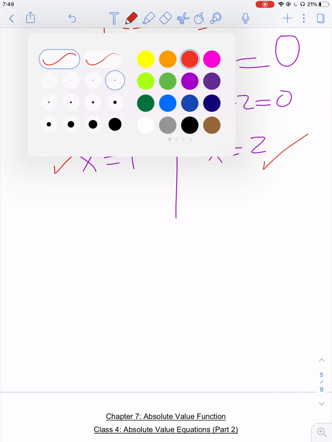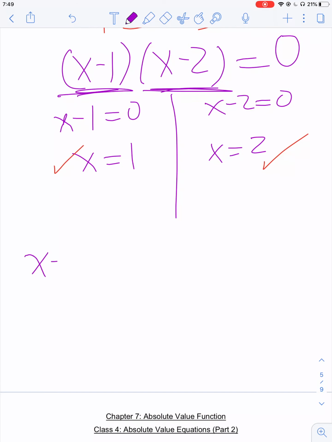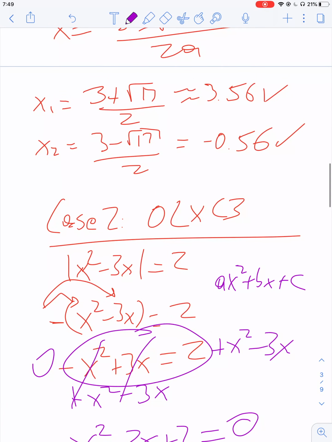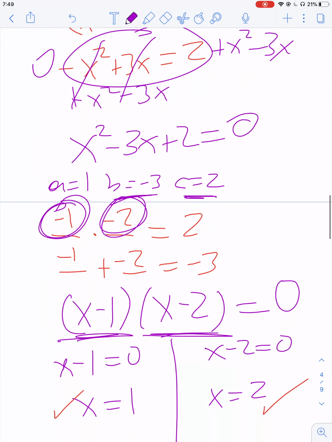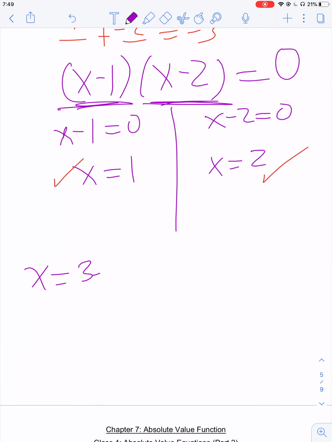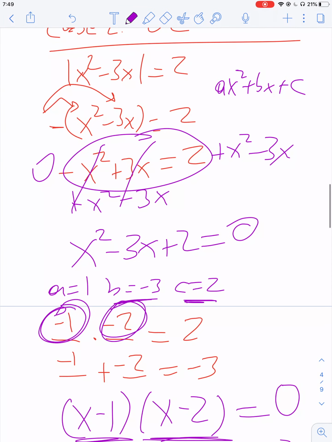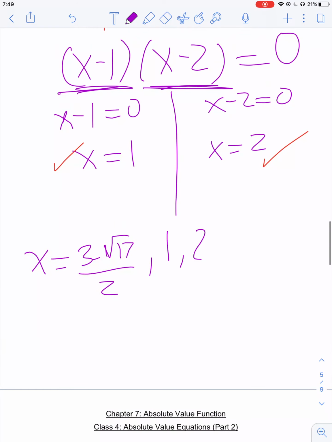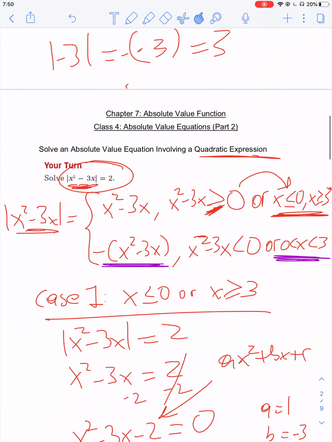possible x values that would satisfy this equation. So let's rank them in increasing order. There's 3 minus square root of 17 divided by 2, so that's the smallest one. This is negative, and then there's 1, and then 2. And then finally, you have 3 plus square root of 17 divided by 2. So there's 4 solutions, which seems kind of weird to me.